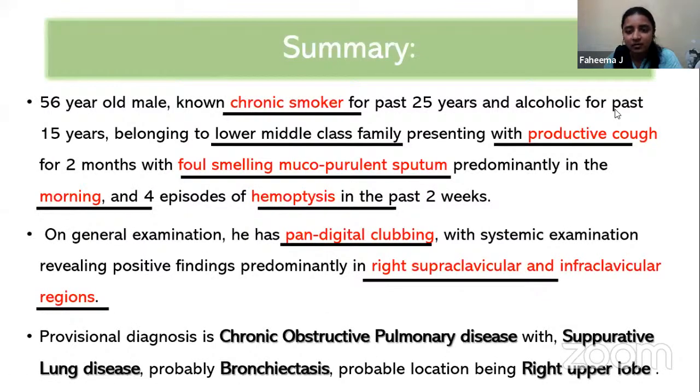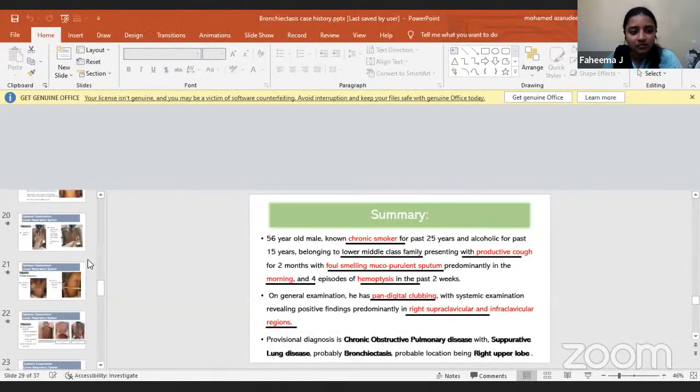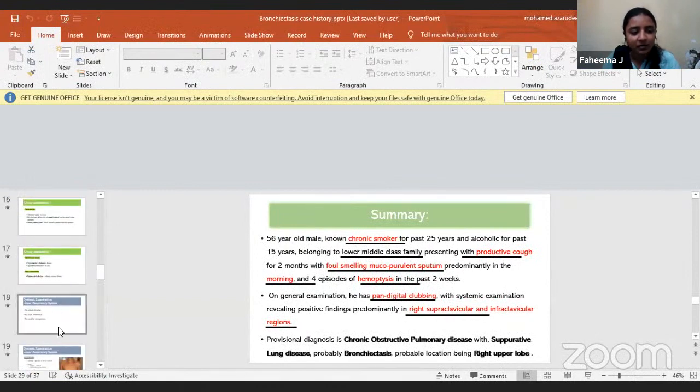Good presentation, Sakima. In the examination, you told trachea is midline. Why do we have to examine the trachea? Yes, ma'am. We have to examine the trachea to check if there is any tracheal deviation. Tracheal deviation can be seen to the same side in case of collapse, or can be pushed to the opposite side when there is contralateral effusion or any mass pushing the trachea to the opposite side.